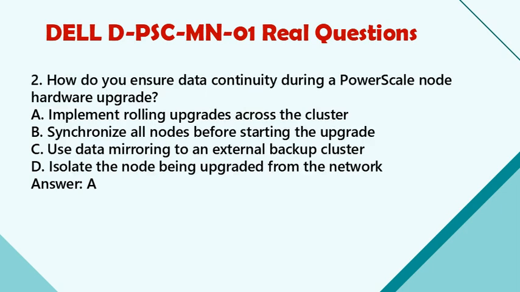2. How do you ensure data continuity during a PowerScale node hardware upgrade? A. Implement rolling upgrades across the cluster. B. Synchronize all nodes before starting the upgrade. C. Use data mirroring to an external backup cluster. D. Isolate the node being upgraded from the network. Answer: A.